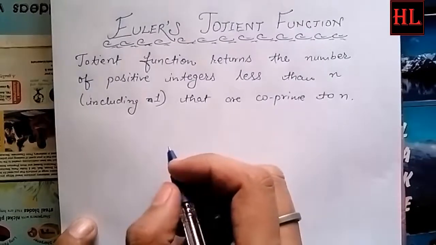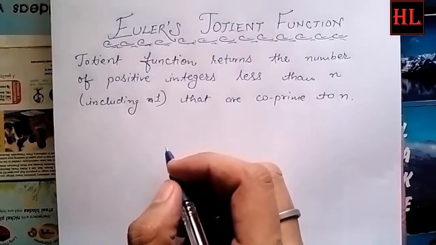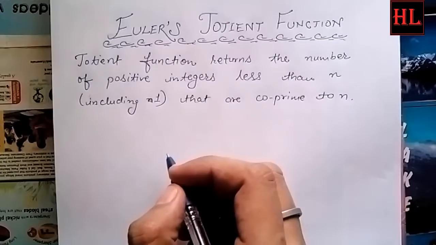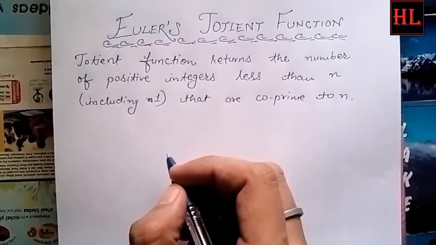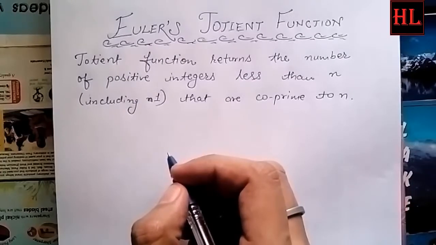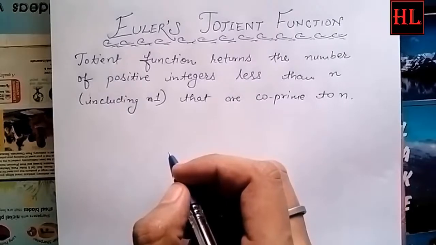So what is a totient function? The totient function returns the number of positive integers less than n, including 1, that are coprime to n. And for the record, coprime numbers are the numbers with only 1 as a common factor. That means the GCD of coprime numbers is always 1.